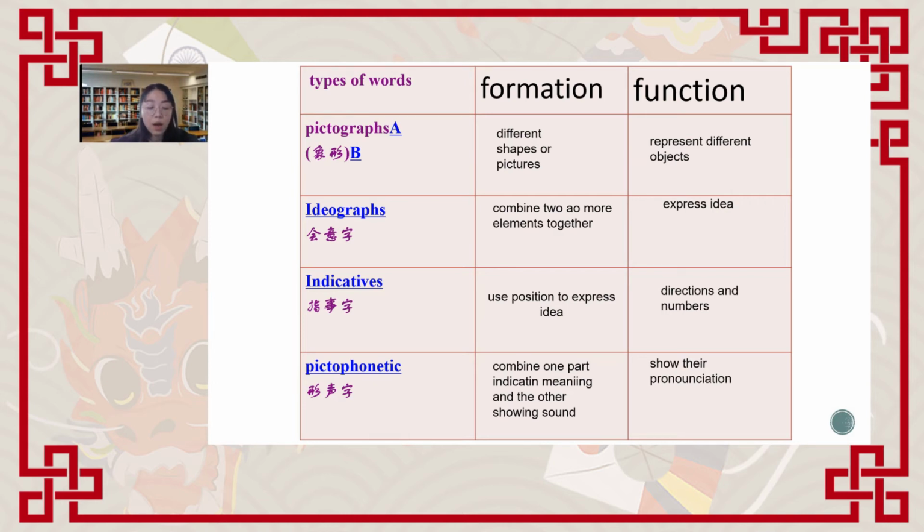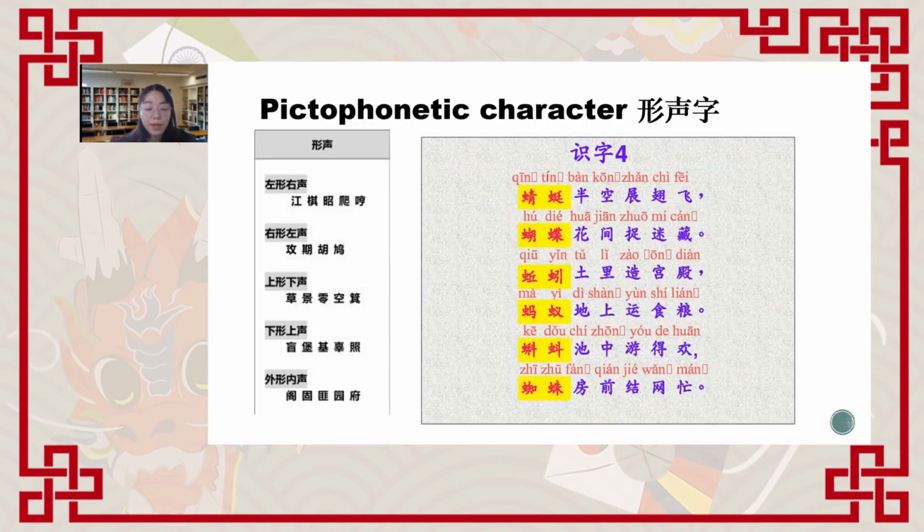So here, I found many examples. Lots of different words have the same pronunciation, but different meanings. And each character has two parts. The left side helps us to know the meaning. The right side can tell us how to read.